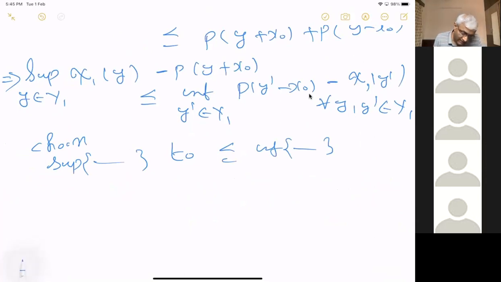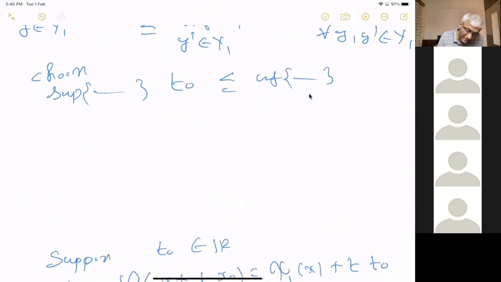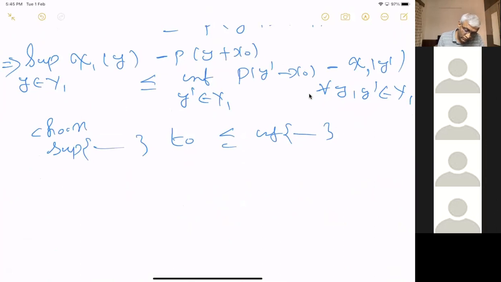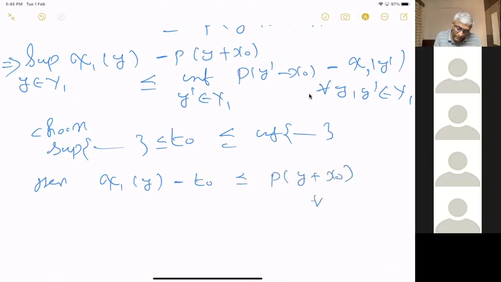Now we want to prove that this t naught gives what we want. So choose t naught between these two things. Then chi1 of y minus t naught is less than or equal to p of y plus x naught for all y. The y and y prime were just used to show that inequality; this is true for all y.